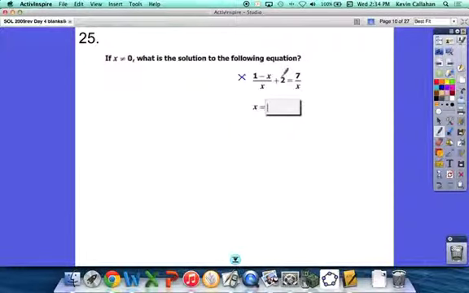x times x times x, right? In this term and in this term, the x's cancel. And all that's left is 1 minus x plus 2x equals 7. And you solve, right? So that'll be 1 plus x equals 7, x equals 6. That's the answer. Now, like any equation, it could be solved with a system, right?